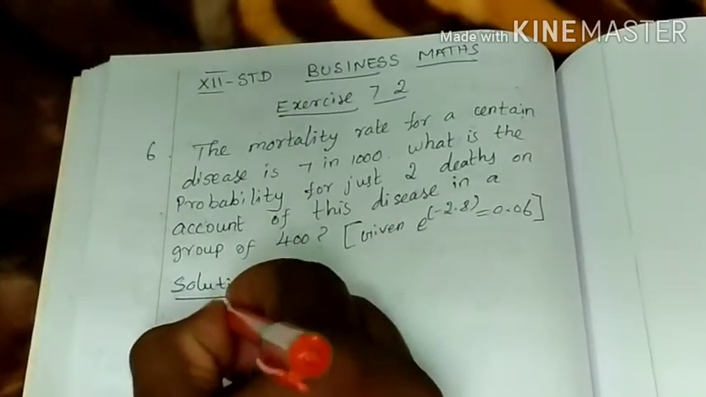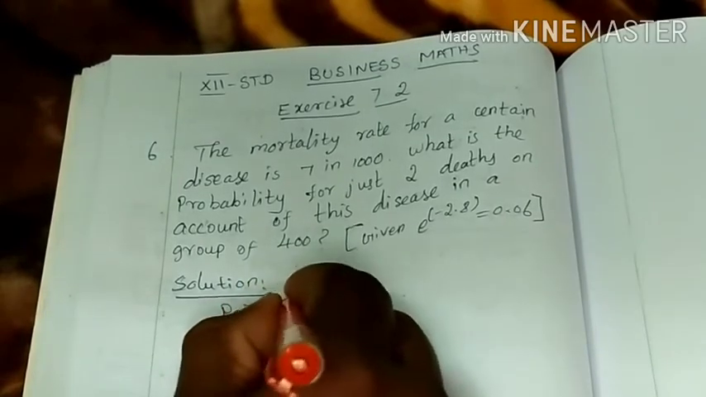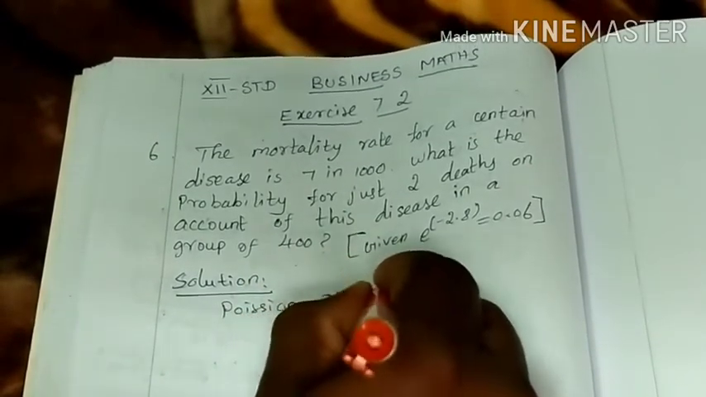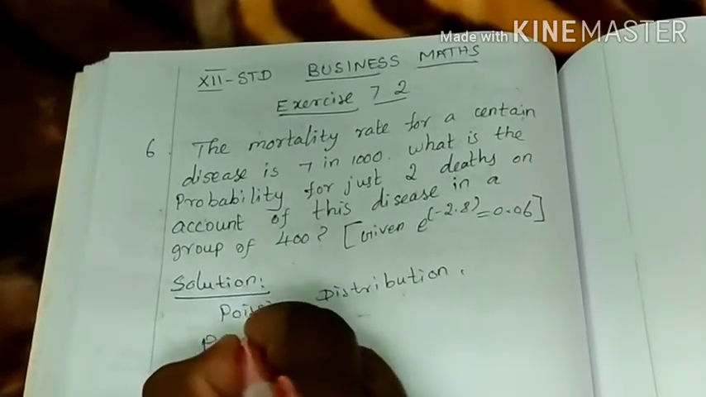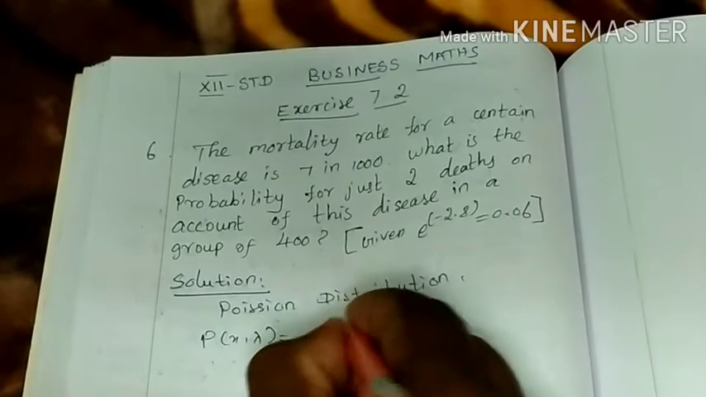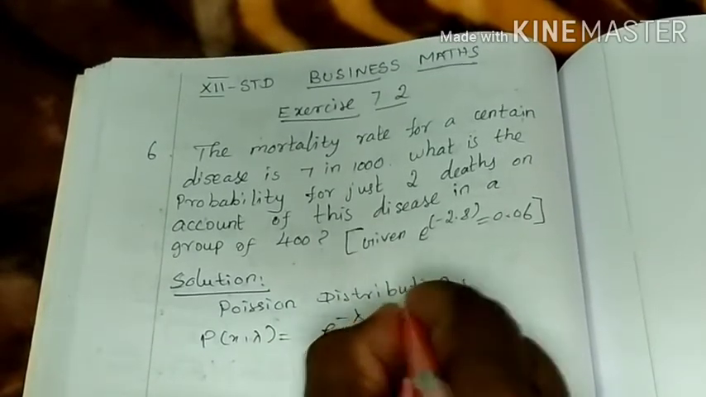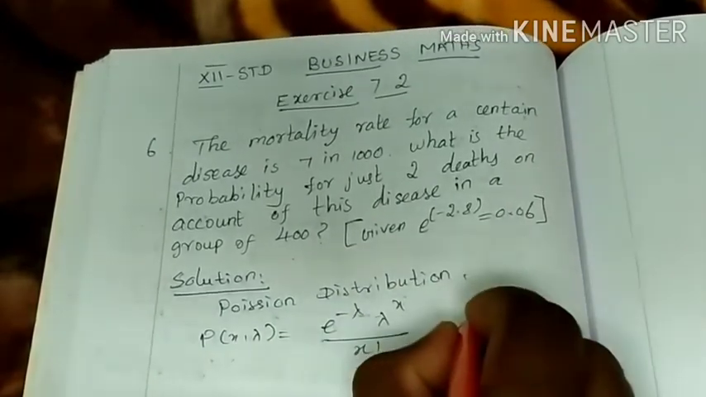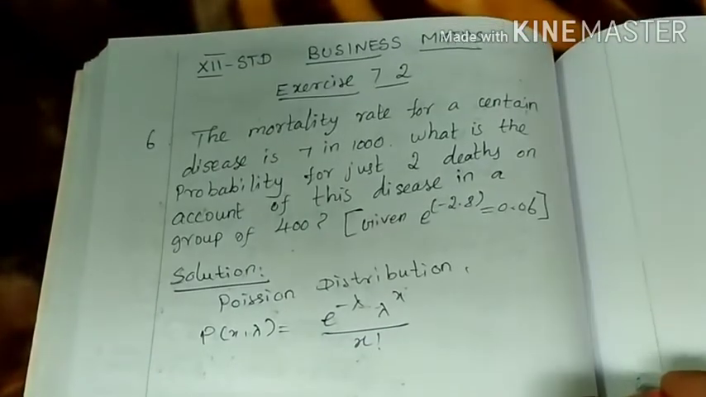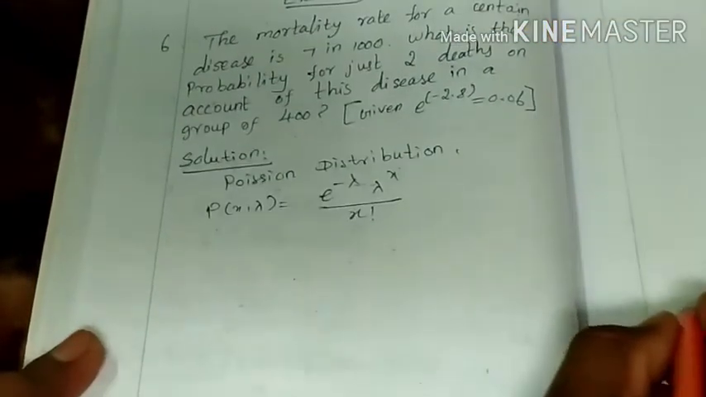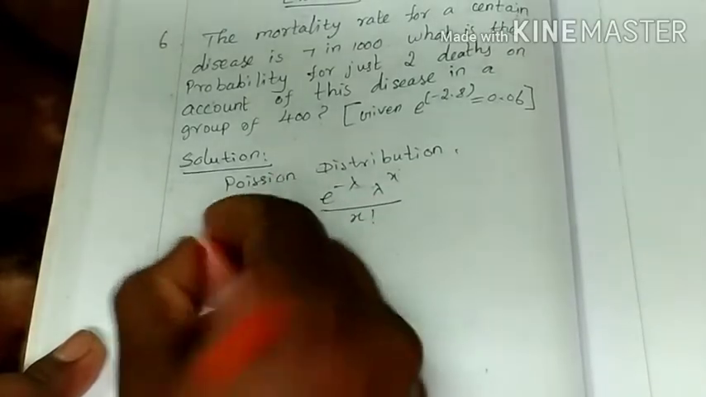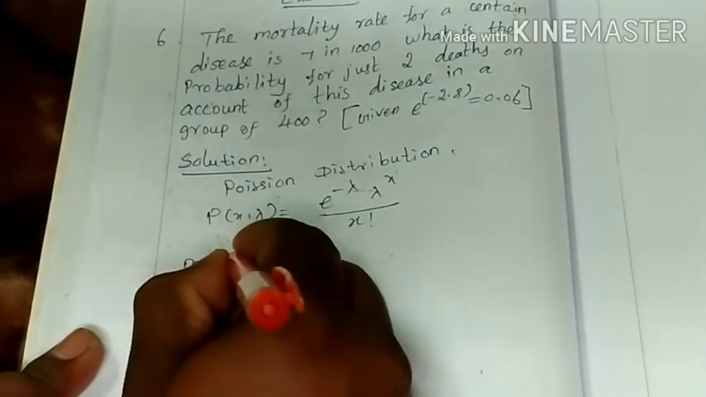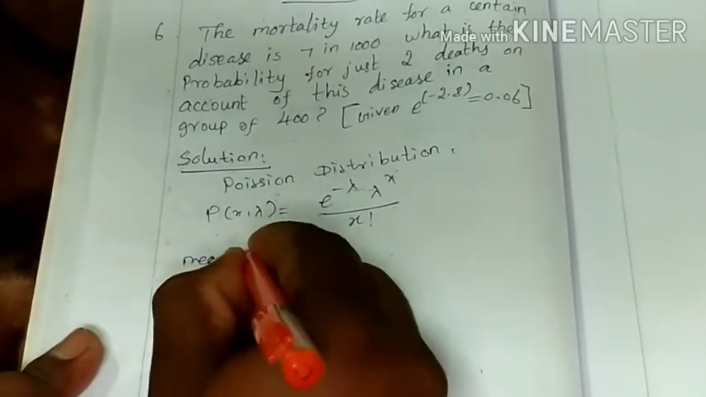The Poisson distribution formula is already known. P of x comma lambda is equal to e power minus lambda, lambda power x, divided by x factorial. Okay, this is your Poisson distribution formula. Here we need the lambda value. What is lambda? Lambda means the mean value, so mean equals lambda.